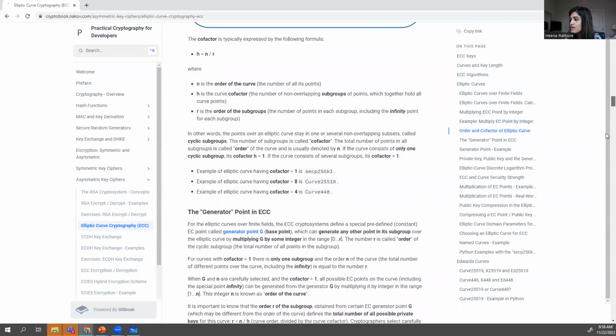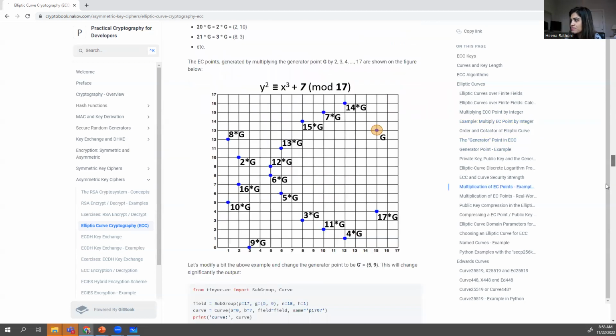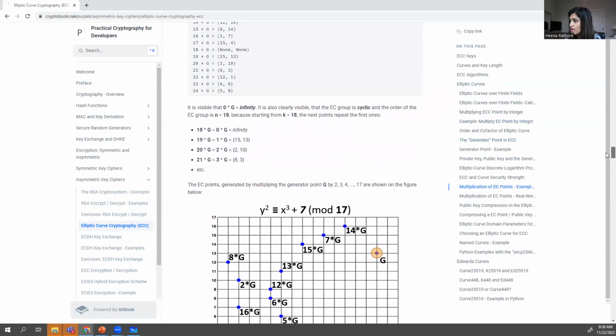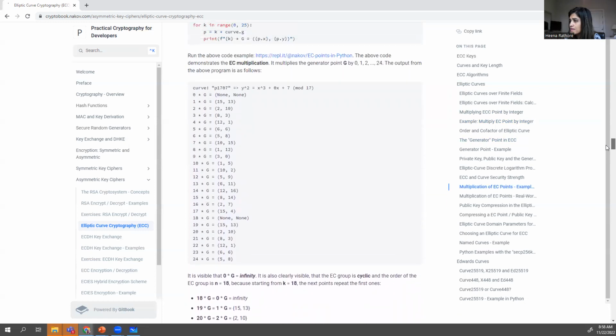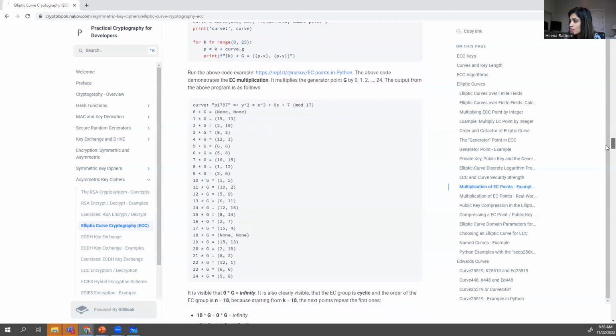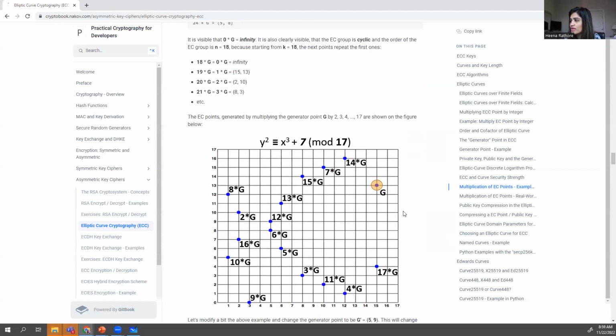So let's suppose I have a curve which is x to the power of 3 plus 7, where the a value is 0 and the b value is 7. And I have modulus 17 in this case. So let's suppose I take a generator G, which is some value over here, 5, 9. I think they had given this value. Okay, 5, 9 is the generator.